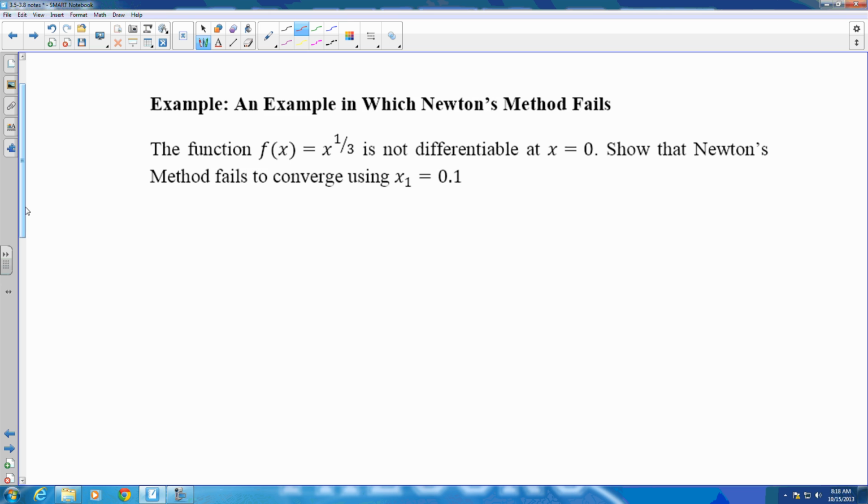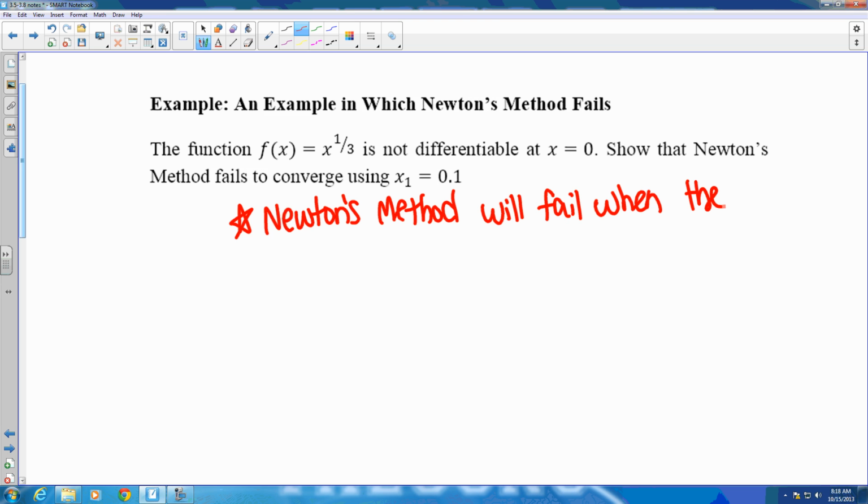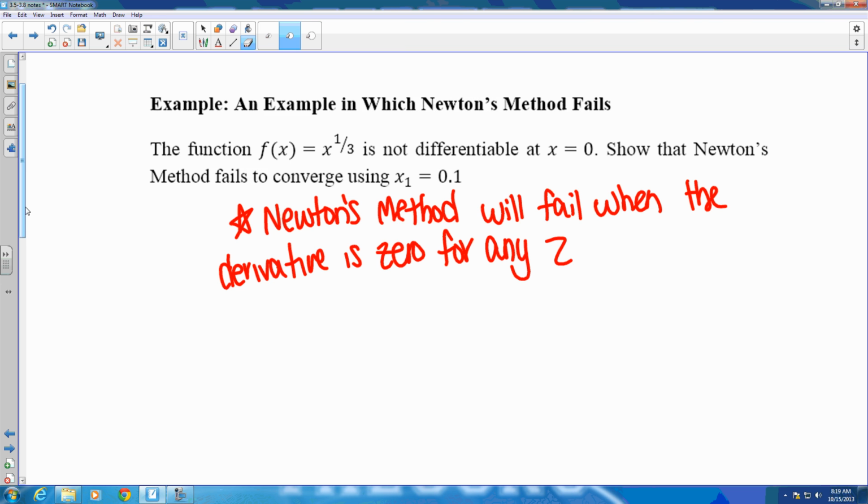Okay, so here's an example when Newton's method fails. We need to make sure that we have a good guess, otherwise it'll be really hard to have an answer converge. You want to have to do several iterations. But here's a little note. Newton's method will fail when the derivative is 0 for any xn in our sequence.